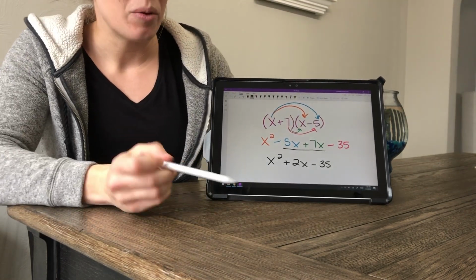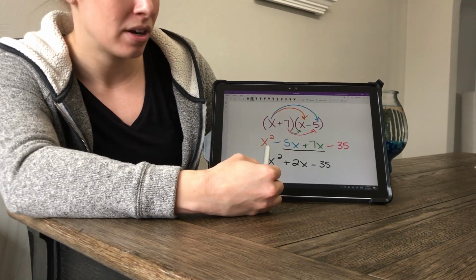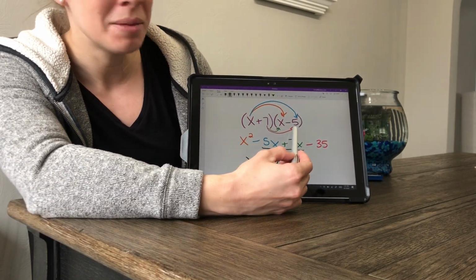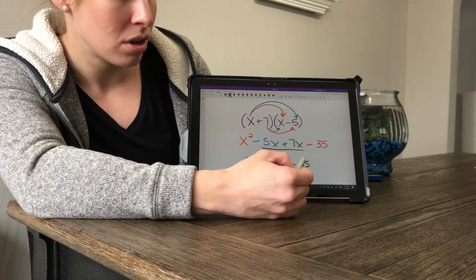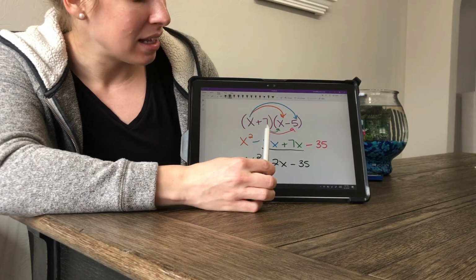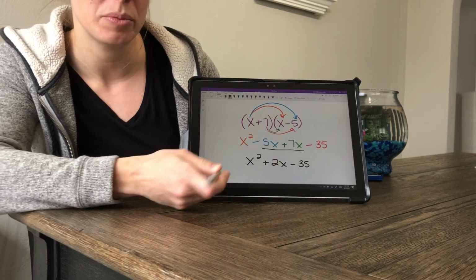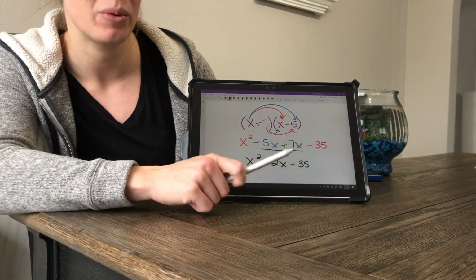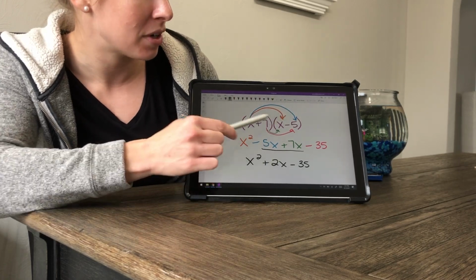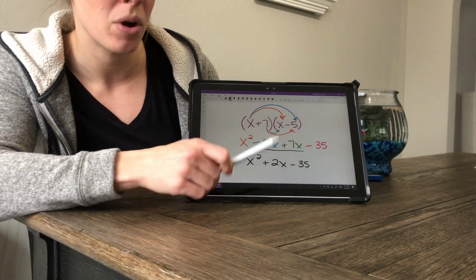So the important things that we need to see from this: our first times our first gave us this x squared, and that kind of tagged along all the way to our answer. The last times our last was that -35, which also tagged along all the way to our answer. But what you should notice is that the outer and the inner, the two numbers, are being multiplied by the variables both times, and then they give us those two terms that we combine to get that middle linear term. So the first times the first stays the same. The last times the last stays the same. The outer and the inner are what combine.